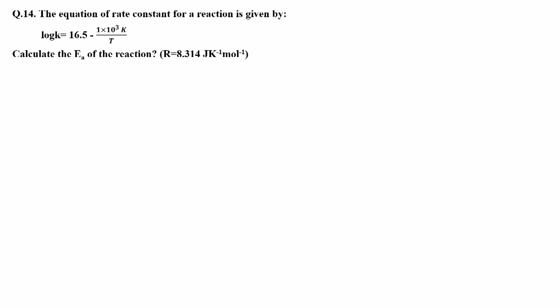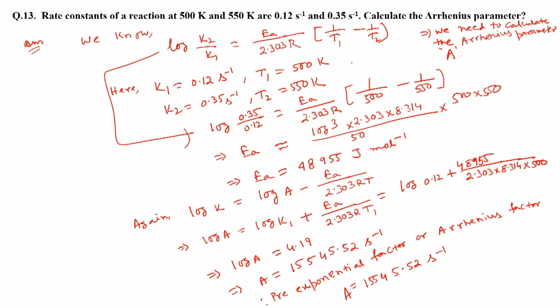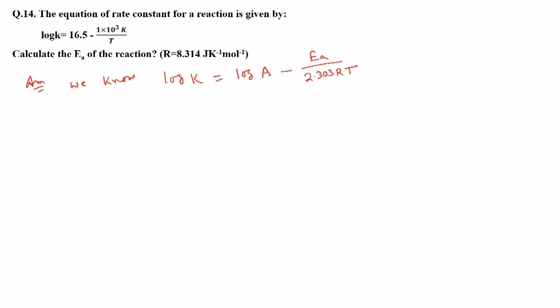Problem number 14 says the equation of rate constant for a reaction is given by this expression: log K is 16.5 minus 1 times 10 to the 3 by T. Calculate the EA of the reaction. So, we know log K, we just discussed, log K is log A minus EA by 2.303 RT.